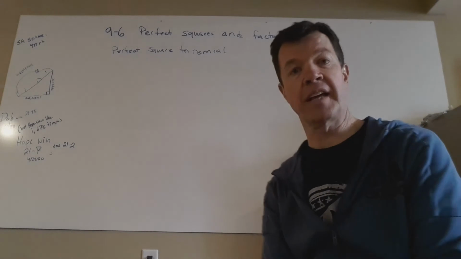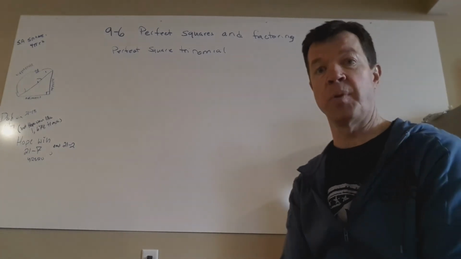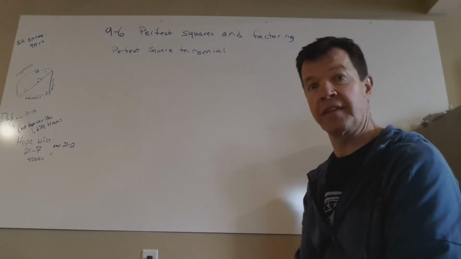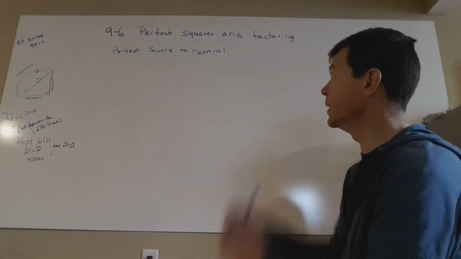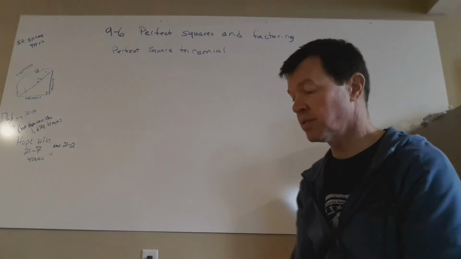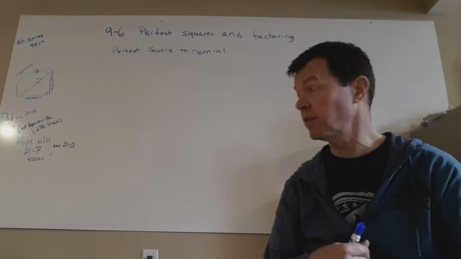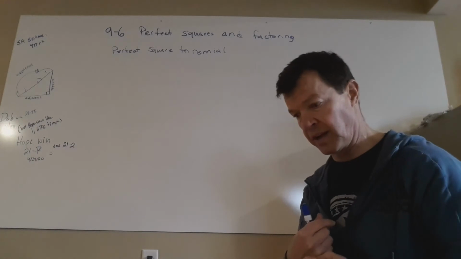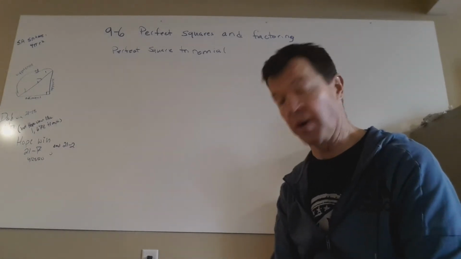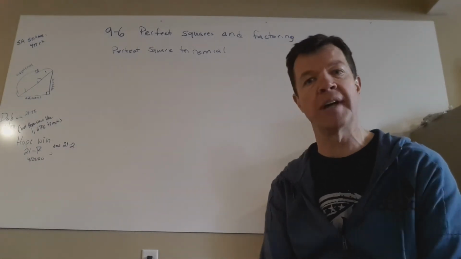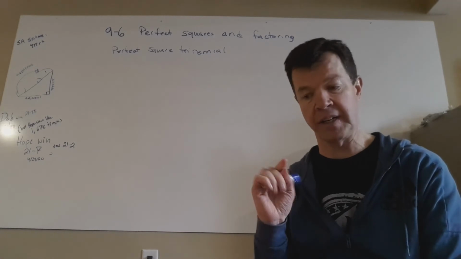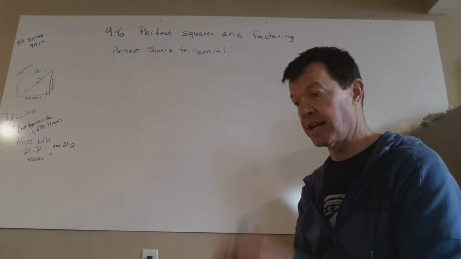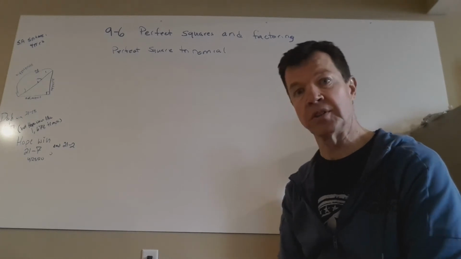Welcome to the next section, 9.6, perfect squares and factoring. I just want to give you a quick example or definition of what a perfect square trinomial is, and it's kind of a model that's set up. Then I'll go over some examples of factoring these. We'll just work on that today, and then in the next section we'll actually go through and solve those.